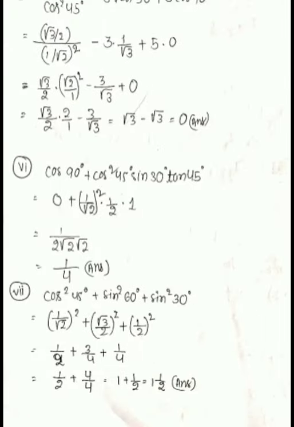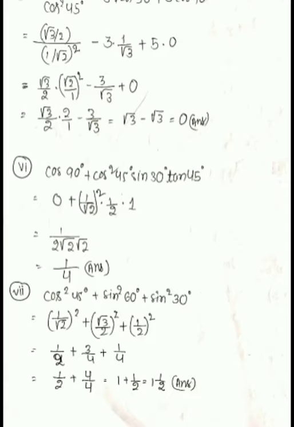Okay, then see next number, sin 60 plus cos square 45 minus 3 tan 30 plus 5 cos 90. Cos 90 is 0 and tan 30 it is 1 by root 3. Sin 60 root 3 by 2. Cos 45 it is 1 by root 2. Okay, so as I have taken all the values, then root 3 minus root 3 will be equal to 0.